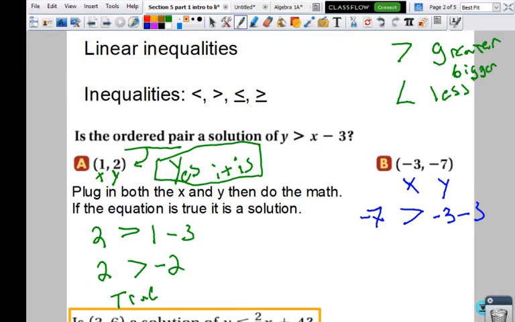Alright, and then I have -3. And I'm going to go through and do the math. I have -7 greater than -3 minus 3, which is -6. Is -7 greater than -6? No.